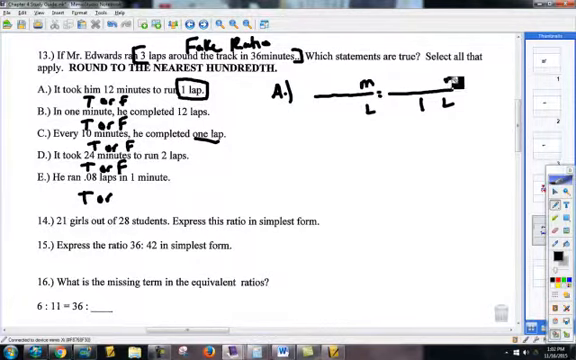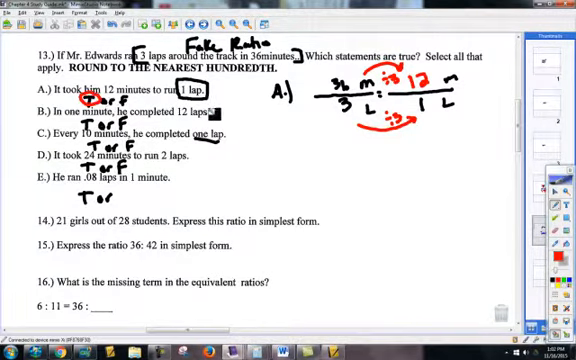So I'm putting minutes there, minutes there. Okay, then I put on my fake ratio. That's 36 minutes for 3 laps. Now I know that I'm dividing by 3 to both top and bottom. Okay, and that tells me that, okay, 12 minutes per lap. So I have proven this true because of that ratio. So yeah, A would be one that would apply here.